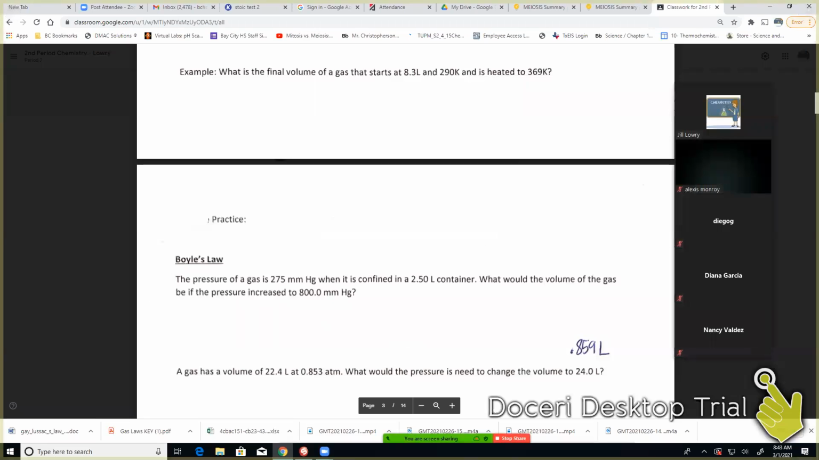All right, so what is the final volume of a gas that starts at 8.3 liters and 290 K? So that's where it starts at. So that is my V1 and that's my T1. And notice that T is already in K, so I don't have to add that 273 to it. It makes it a little bit easier. And it is heated to 369 K, so that's my T2. And since I wanted the final volume, that means my V2 is my unknown.